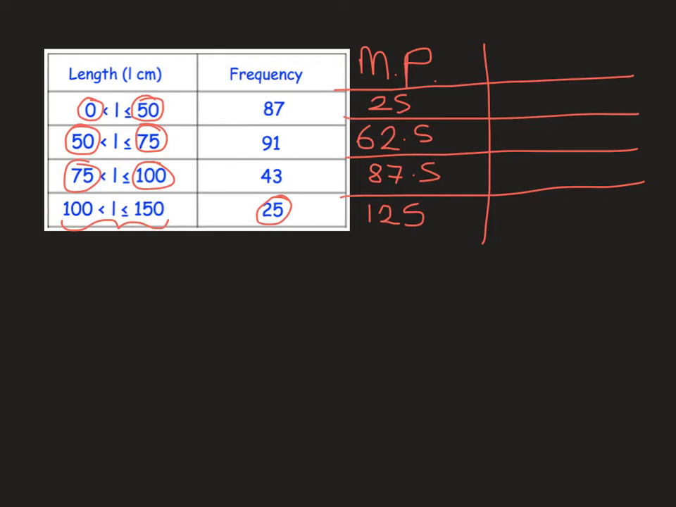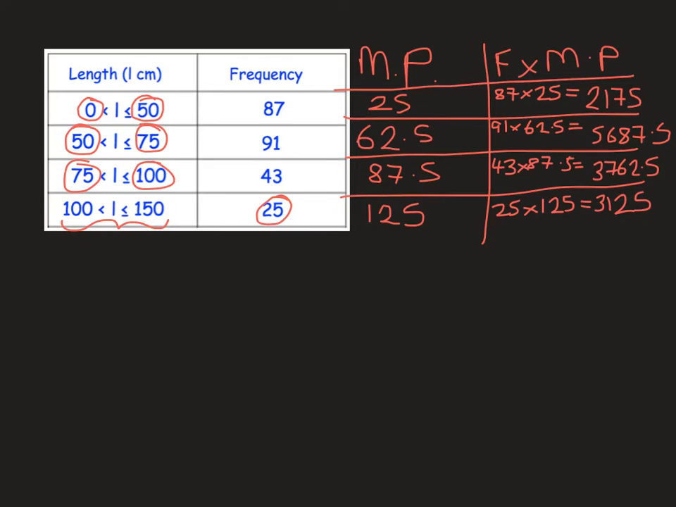Then, for this final column, we do the frequency times the midpoint for each one. So we do 87 times 25, and that equals 2,175. So in total, if I add all 87 of those data points up, that would give me roughly 2,175. I'm going to do that for each of these. The next one, I do 91 times 62.5, which is 5,687.5. I do the same again for the next two rows, and I get that.